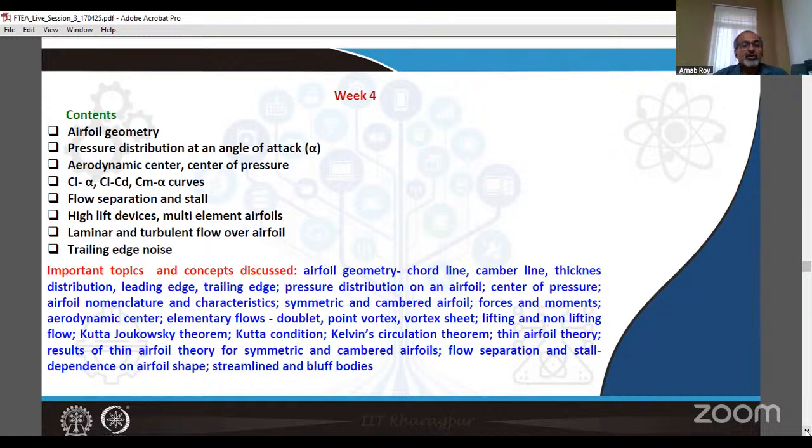We also discussed the potential flow theory through the different elementary flows like doublet, point vortex, vortex sheet, lifting and non-lifting flow, Kutta-Joukowski theorem, Kutta condition, Kelvin circulation theorem. We learned a little bit about what is called the thin airfoil theory, a very famous theory in the world of airfoils. And we discussed symmetric and cambered airfoils, how their characteristics are similar or different. A lot was discussed about the airfoil geometry, what we mean by a chord line, camber line, thickness distribution, leading edge, trailing edge, and so on.